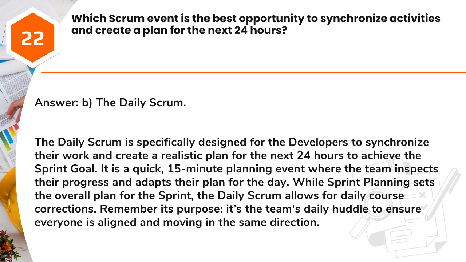The Daily Scrum is specifically designed for the developers to synchronize their work and create a realistic plan for the next 24 hours to achieve the sprint goal. It is a quick, 15-minute planning event where the team inspects their progress and adapts their plan for the day. While sprint planning sets the overall plan for the sprint, the Daily Scrum allows for daily course corrections. Remember its purpose: it's the team's daily huddle to ensure everyone is aligned and moving in the same direction.